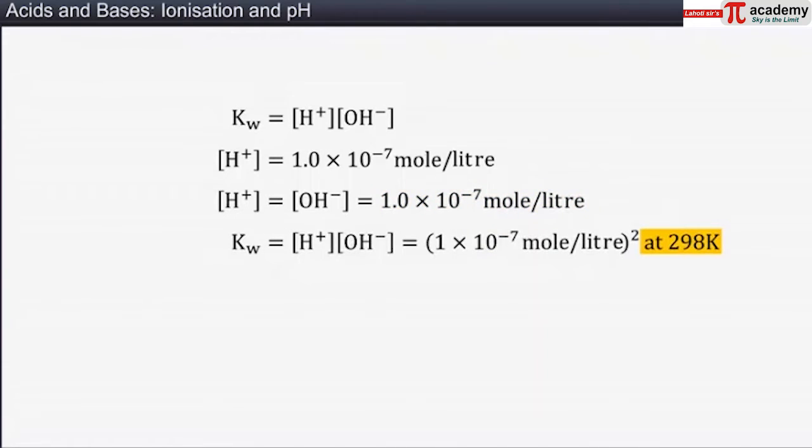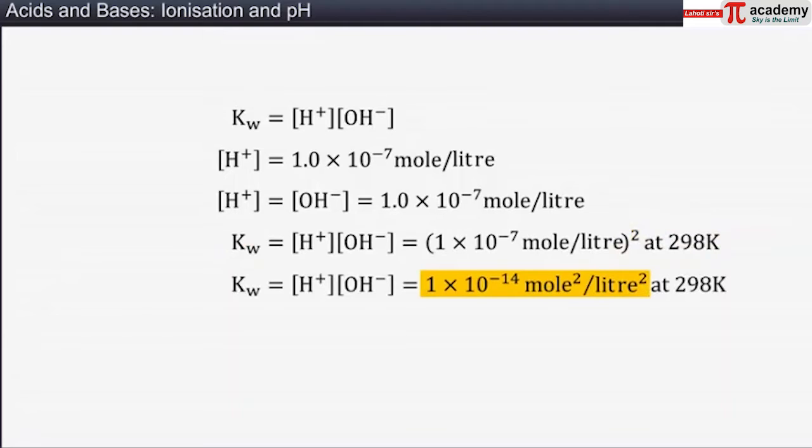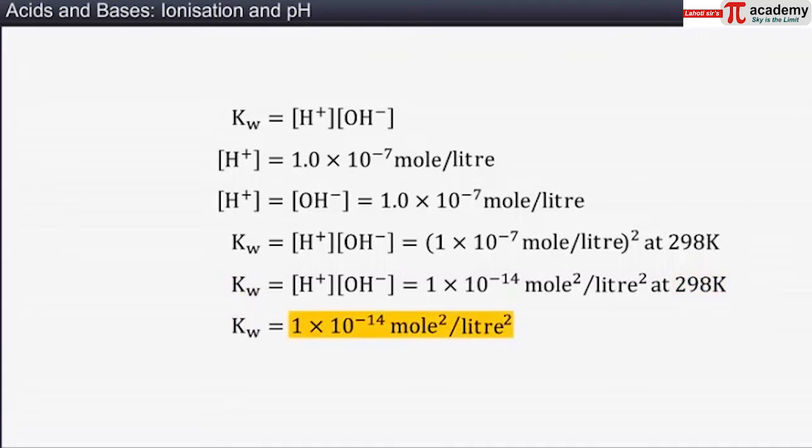Thus, at 298 Kelvin, the ionic product of water, which is equal to the product of the concentrations of H+ and OH- ions, is equal to (1 × 10^-7)^2 moles per liter. This is equal to 1 × 10^-14. Hence, the value of the ionic product of water at 298 Kelvin is equal to 1 × 10^-14 moles square per liter square. It must be remembered that Kw, being the equilibrium constant, depends on temperature.